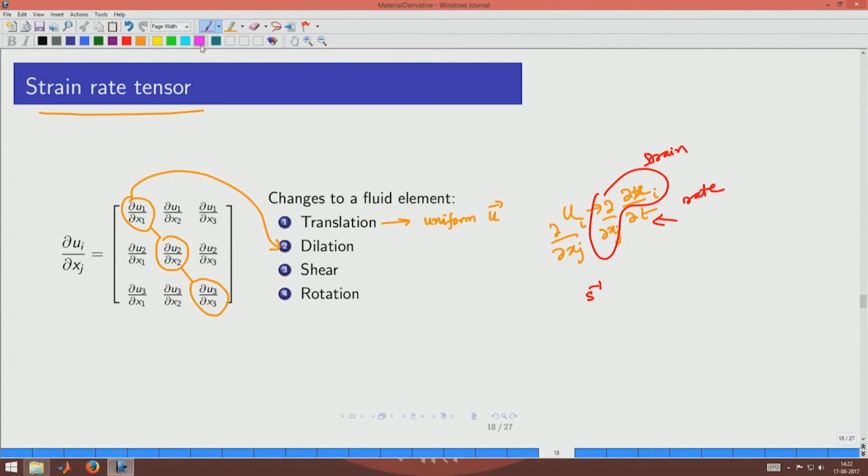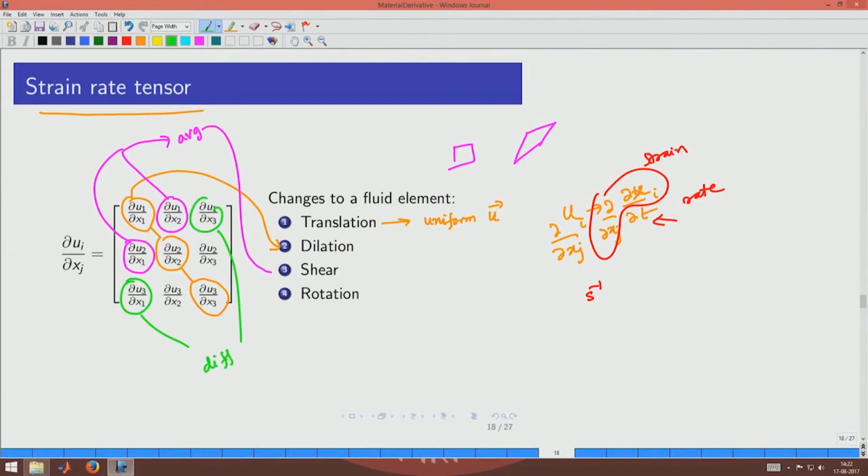Now, what about the others? We will expand on the others later on, but at this moment I will just mention that these are causing something else. Whenever you take the off diagonal terms, and look at what is common to them, the average, that would cause the shear, which means that a control volume which looks like that would go something like that. And if you look at the off diagonal terms and their difference, then the difference is going to cause rotation, which means that something like this would then become like that.